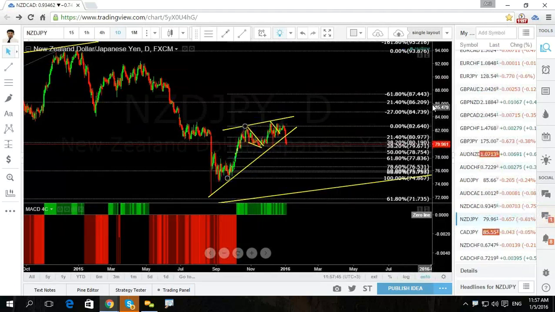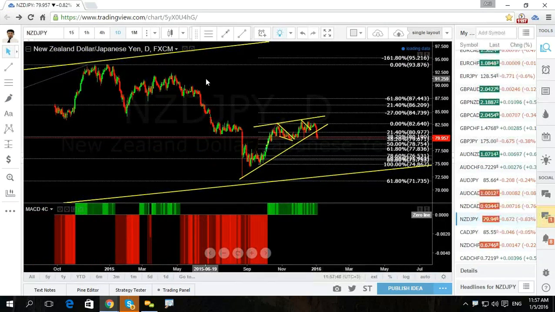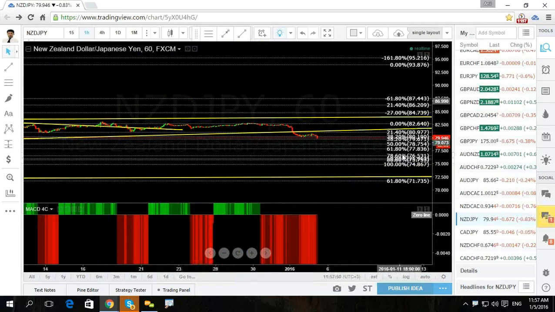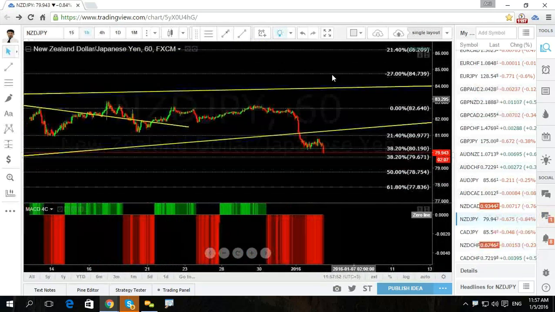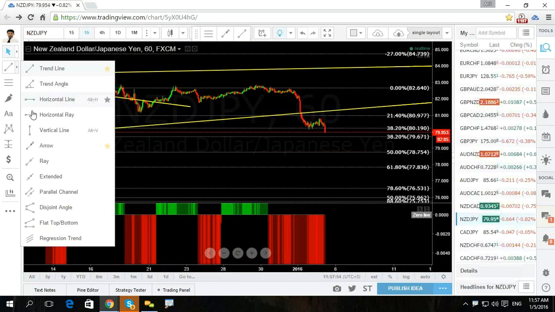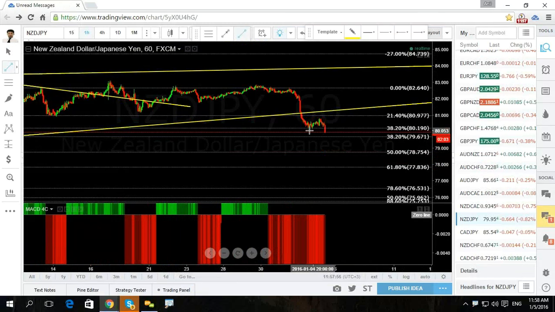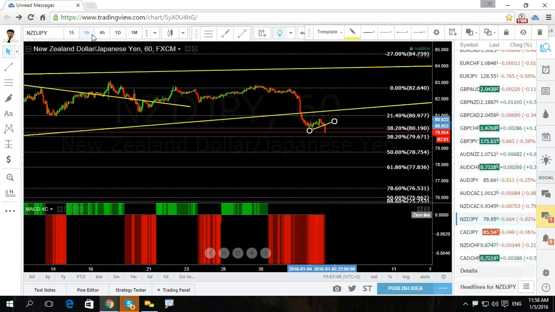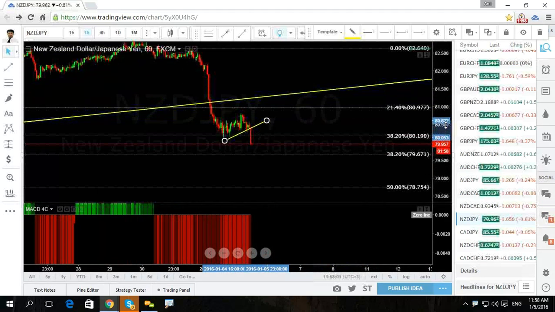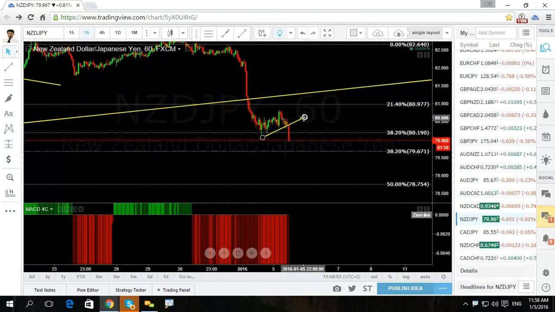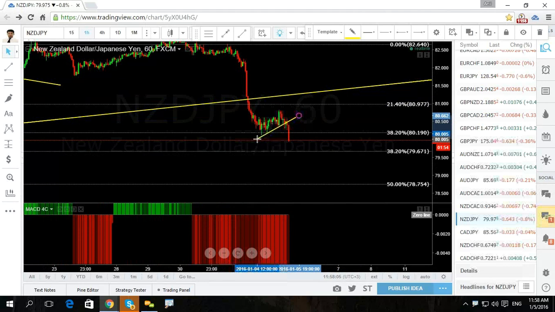New Zealand yen breaking, wonderful, good breakout. Let's see in the hourly what we have there. We had an hourly flag that just broke. Did that break earlier or did it just break? Okay, it just actually broke. It broke slightly earlier, but that wasn't a complete break. So we'll go with this.